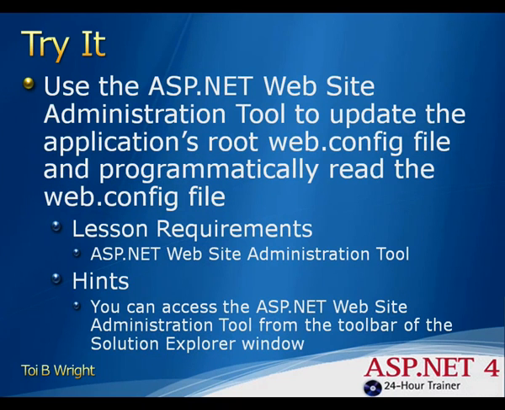In this tutorial, you use the ASP.NET Website Administration Tool to update the application's root web.config file and programmatically read from that web.config file. The lesson requirement for this tutorial is that the ASP.NET Website Administration Tool must be installed. It is installed by default, however, it is possible that it has been uninstalled for some reason. The hint for this tutorial is that you can use the ASP.NET Website Administration Tool from the toolbar of the Solution Explorer window.